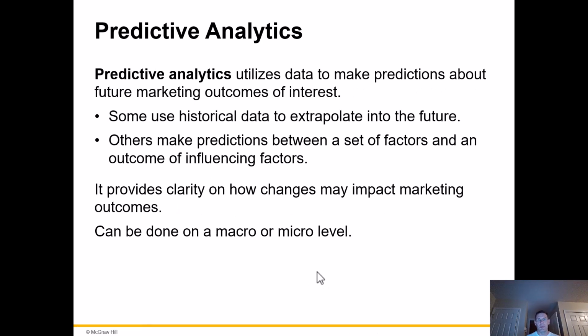Predictive analytics utilizes data to make predictions about future marketing outcomes of interest. Some use historical data to extrapolate into the future, and others make predictions between a set of factors and an outcome of influencing factors. Predictive analytics also provides clarity on how changes may impact marketing outcomes. And this can be done on a big level, small, or as they say, macro or micro level.